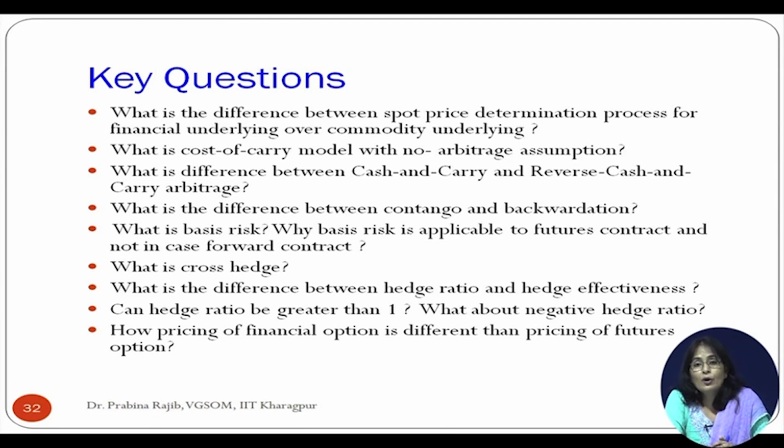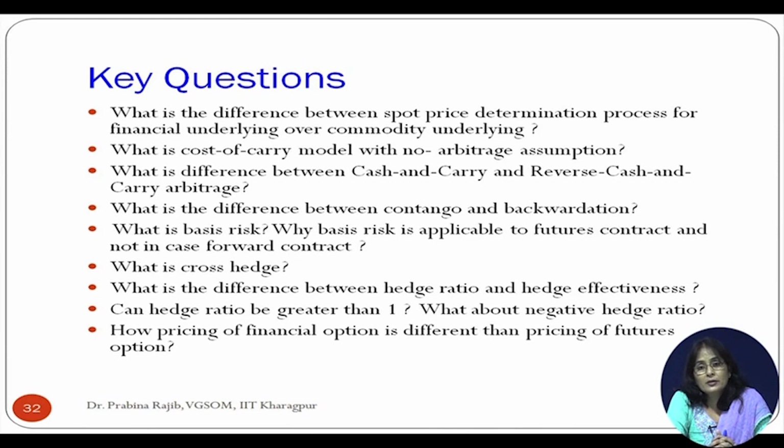What is the difference between contango and backwardation, and why do contango and backwardation happen? What is the logic behind contango and backwardation? We also spent considerable time understanding what basis and basis risk are, and why basis risk is applicable to futures contracts and not forward contracts. So you must get clarity on this: futures contracts have basis risk while forward contracts do not have basis risk.